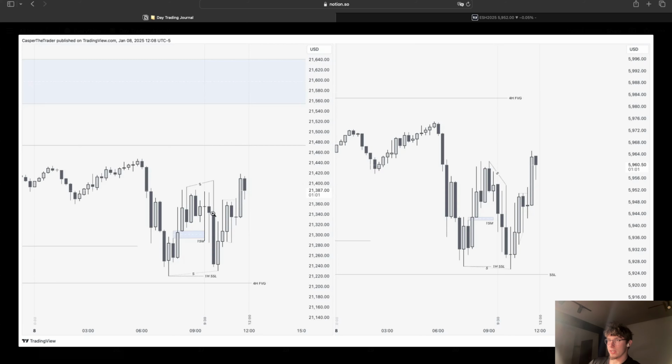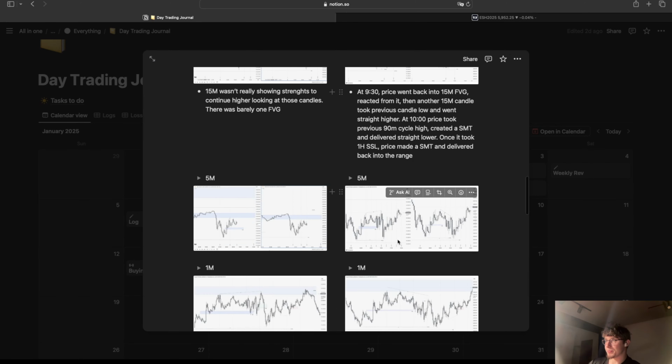We closed it here at 10, price went higher, made an SMT. There was also this previous SMT, which on ES price fell to deliver this 15 FVG, went lower. We took this 1 hour sell side, and then we again went higher. And after price took this high at 11:30, after 11:30 we went lower again.